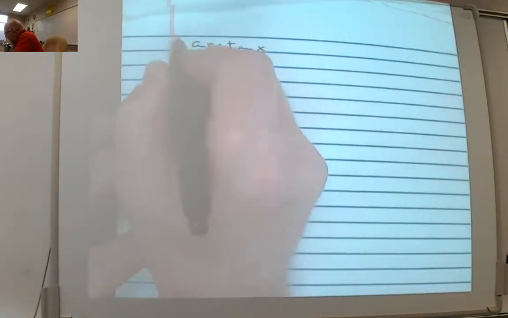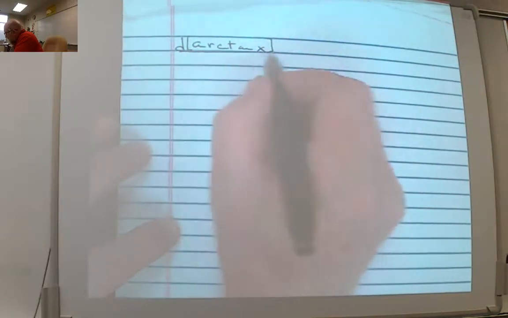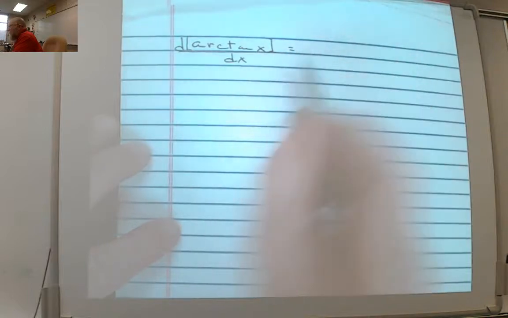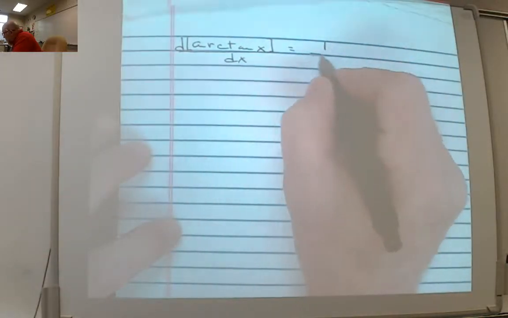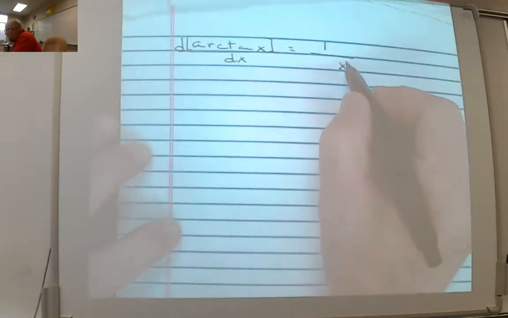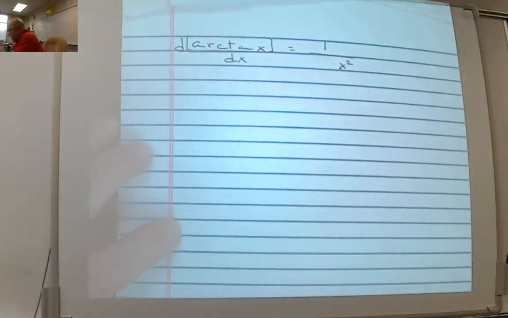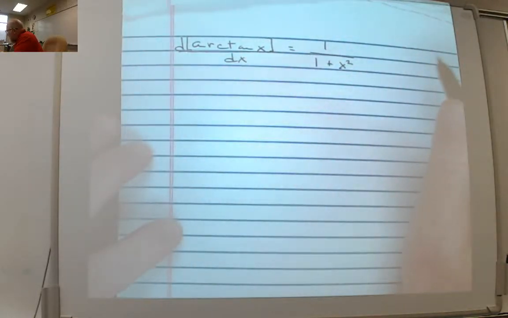I'm going to take the derivative of it. Does anybody remember what it is? It is 1 over something. It has an x squared in it, no square root for tangent. It's 1 plus x squared, not 1 minus x squared. It has a 1 in it, and it's plus.